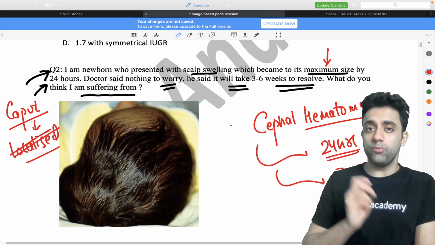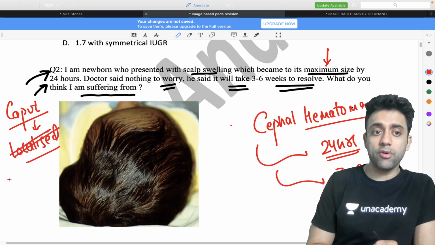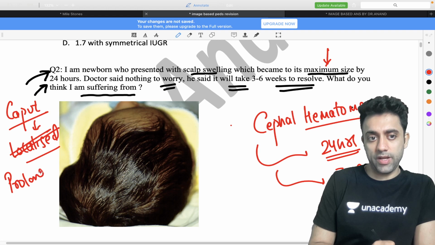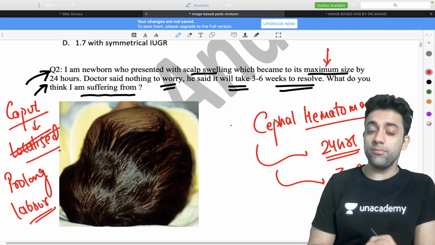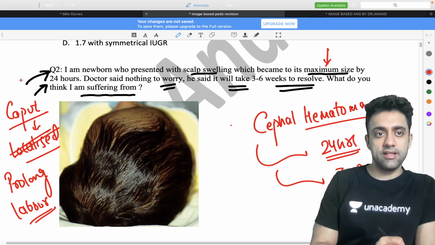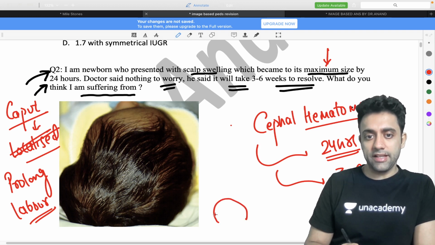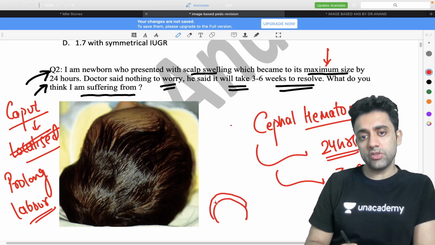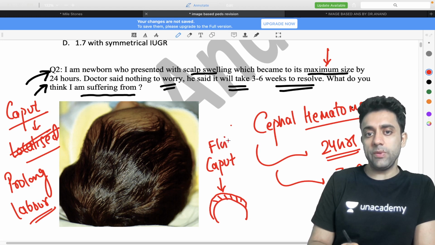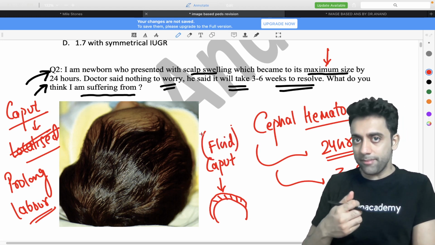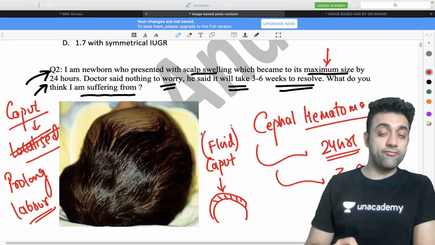Caput swelling is, most importantly, because of the prolonged labor. Point number one: caput will be a diffuse swelling. If this is the scalp, then the full diffuse swelling will be of the caput. In the caput, there is fluid accumulation. Why is there fluid accumulation? Because of the prolonged labor, so you get a fluid accumulation.